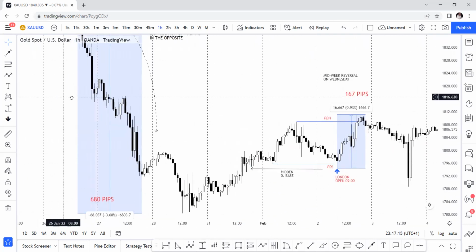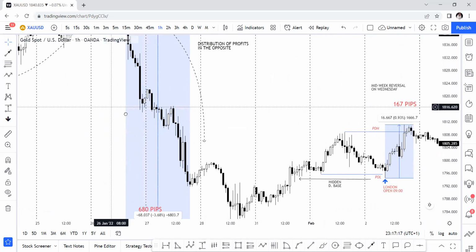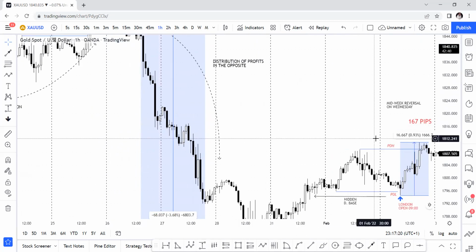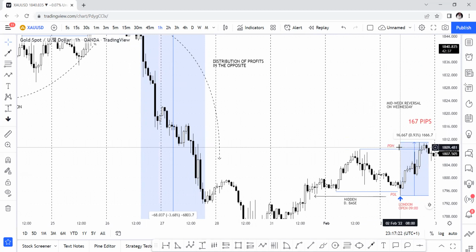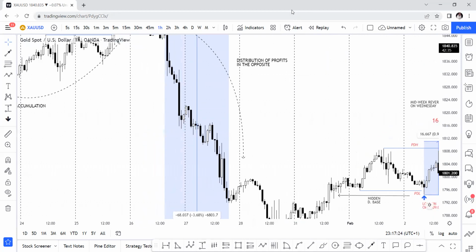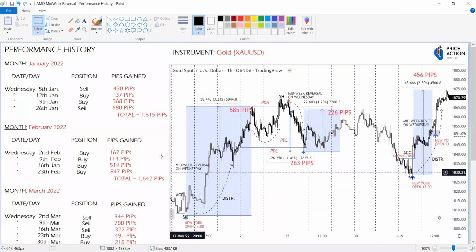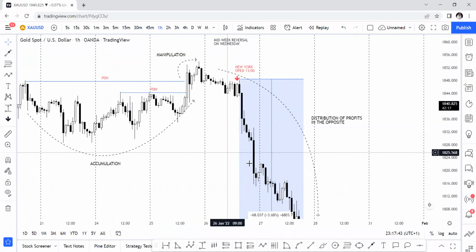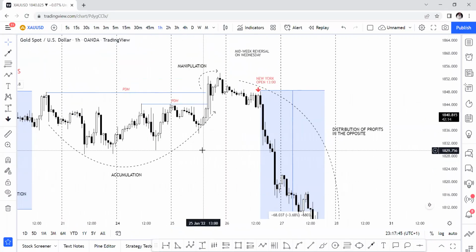So we are still on an AMD midweek reversal. That completed the month of February. You know, the month of February gave us almost 1,642 pips for the month of February alone. Yeah, I'm not saying you should take everything, at least target yourself with about 50 pips as a goal. This is a very, very simple formula.